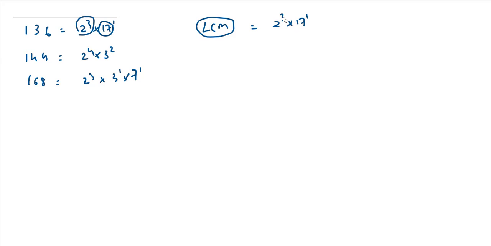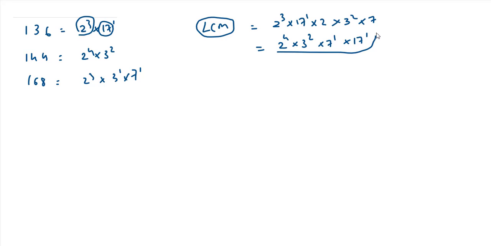Now for this LCM to be divisible by 144, it should have a minimum power of 2 to the 4, then only it will be divisible by 144, and a minimum power of 3 square. Now we have taken 2 cube, so we need one more 2, and we need 3 square. We don't have any 3, so we'll multiply it with 3 square. Then for 168, for this LCM to be divisible by 168, it should have a minimum power of 2 cube, which we already have. In fact, we have 2 raised to 4, so that is okay. We should have 3 to the power 1. We have 3 square, so that is also covered. Then we need to have 1 power of 7. So that is not available, so we'll multiply it with 7 also. So if you look at these consolidated powers, we have 2 raised to 4, then 3 square, then 7 raised to 1, then 17 raised to 1.